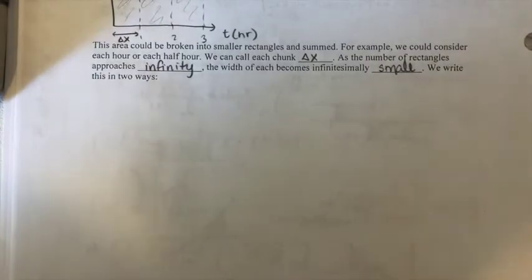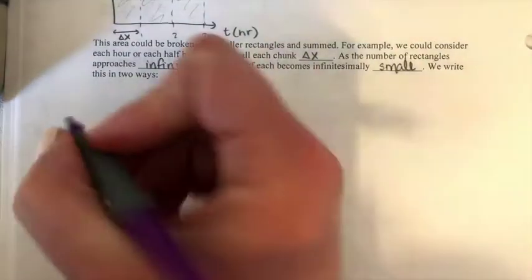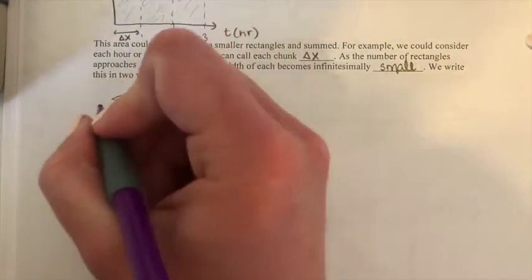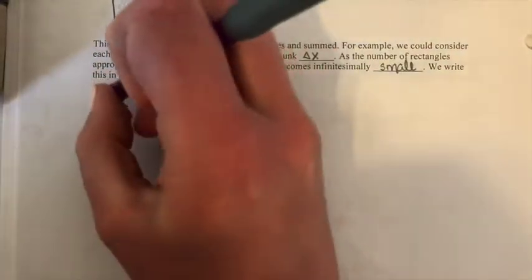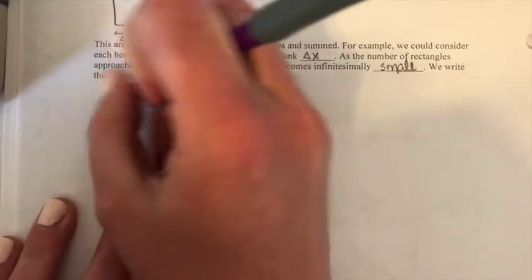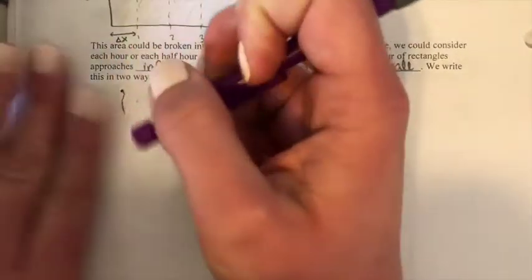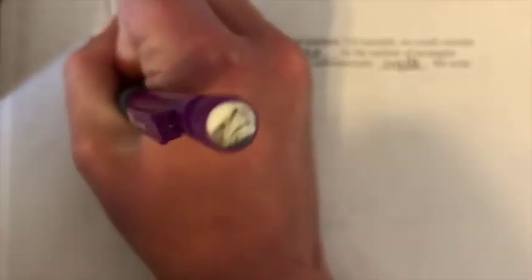Okay, we write this in 2 ways. So this is 6.2. So we did the limit as n approaches infinity of the sum. So this is the sigma.